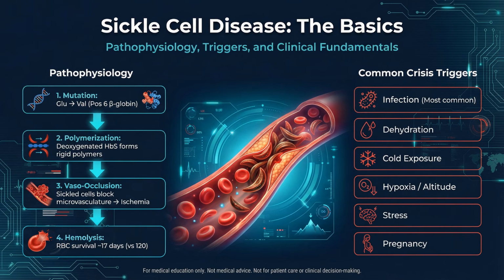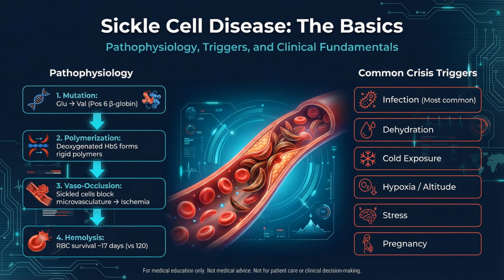Let's quickly review the basic pathophysiology. It all starts with a single point mutation in the beta-globin gene, where glutamic acid is replaced by valine. This change leads to the production of hemoglobin S. When deoxygenated, hemoglobin S polymerizes, forming long, rigid polymers that distort the red blood cell into that classic sickle shape. These sickled cells are not flexible. They get stuck in the microvasculature, causing vaso-occlusion, which leads to ischemia, intense pain, and progressive organ damage.